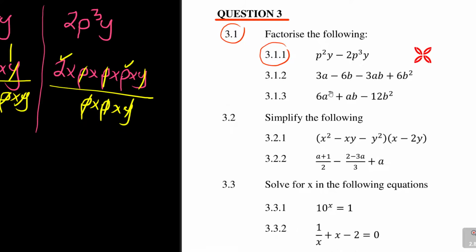Now, looking on to the next one, 3.1.2. What are we supposed to do? We're given, let me write that one, 3a minus 6b minus 3ab plus 6b squared.